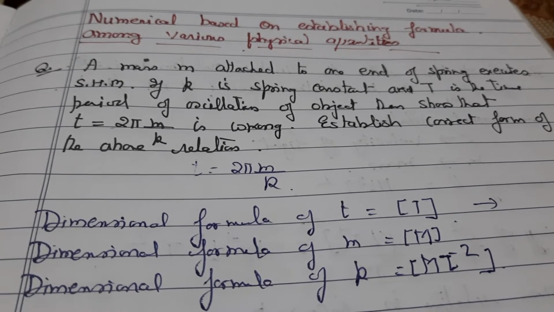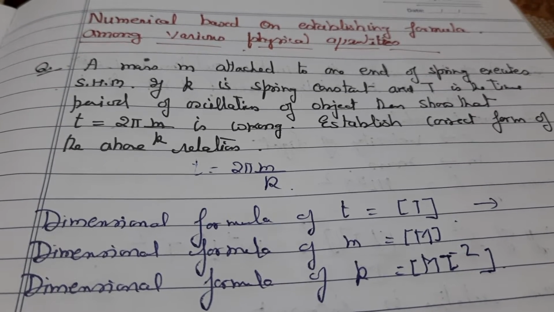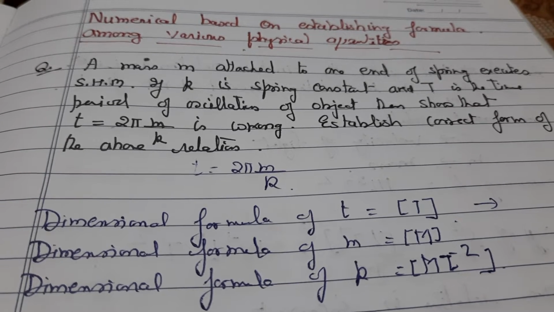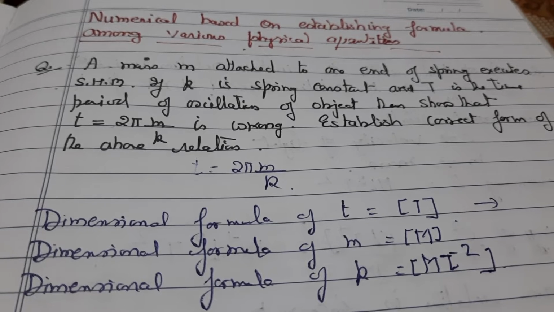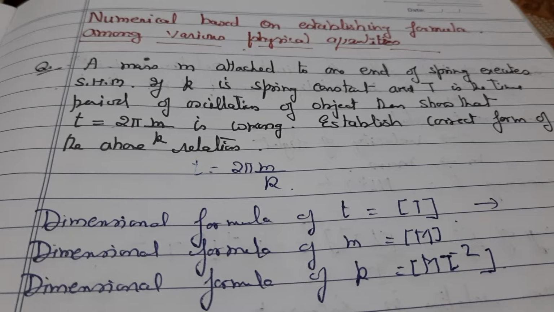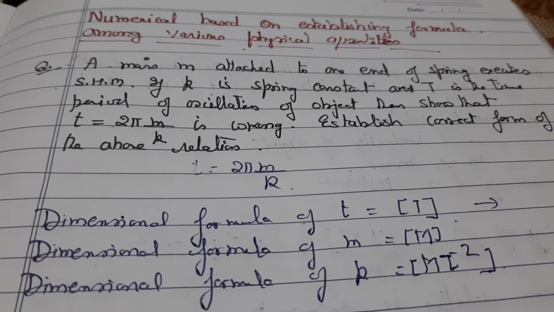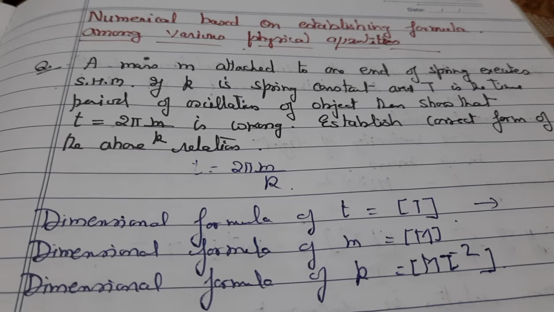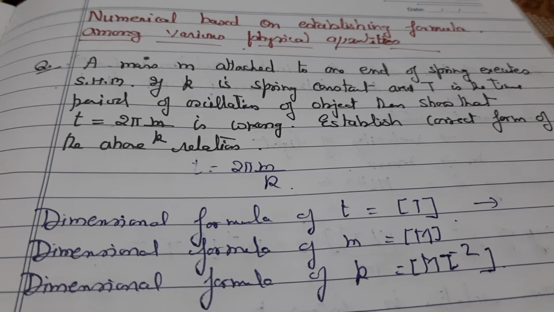We know that dimensional analysis is used in three ways. First, we can convert one system to another system. Second, we can establish formulas. And third, we can check whether a formula is correct or not. Okay. So now here we are taking numericals related to establishing formulas, and in a few examples we will also check whether these formulas are correct or not. Okay, so let us start.